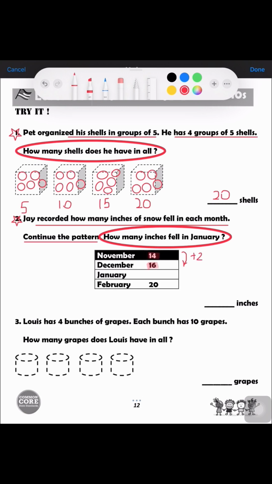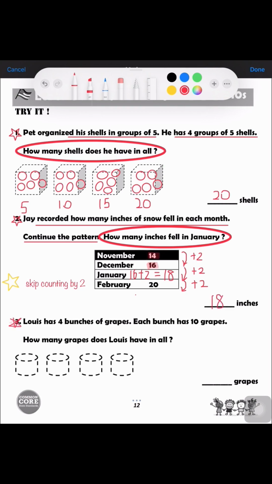Yes, 14 plus 2 is 16. If the pattern continues, 16 plus 2 plus 2, it is 20. So we use skip counting by 2 to find the number of inches that fell in January. 16 plus 2 equals 18. So 18 inches fell in January.